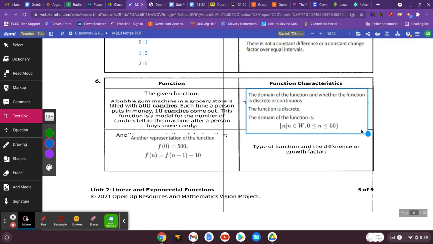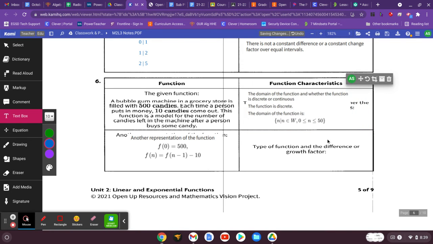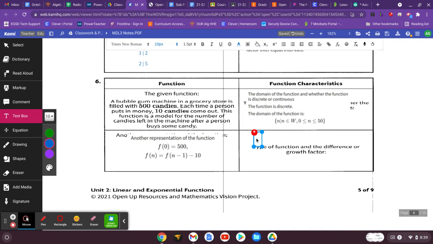And so then we need to fill in what the type of function is, and in this case, it is a common difference because we are subtracting 10 each time. So this is discrete linear because we can't actually have half a candy for this case. And common difference is -10, right? Because that's what we're doing each time.